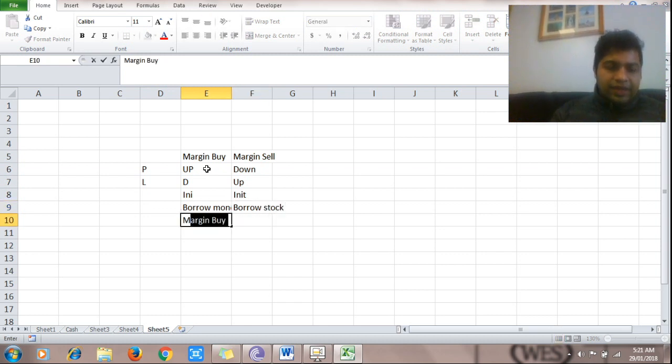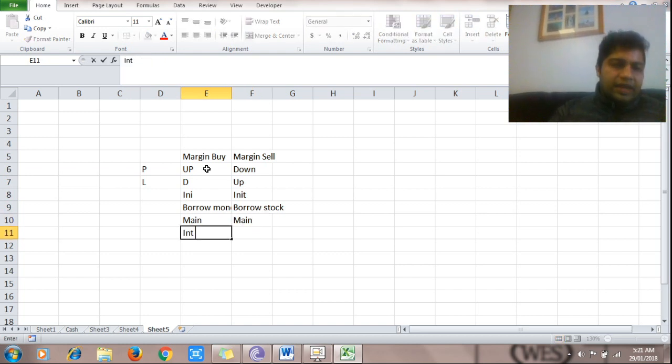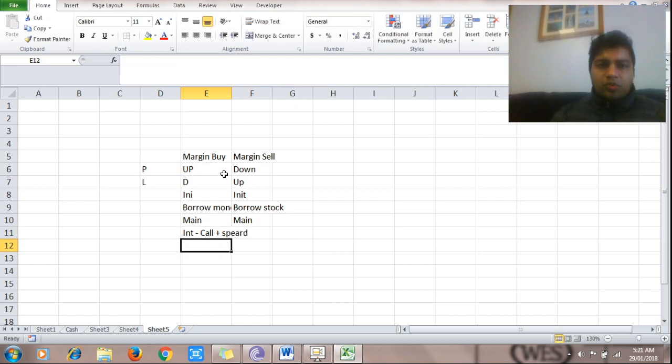Again there is a maintenance margin level, and here also there is a maintenance margin level. Again you have to pay interest here, that is call money plus the spread, and you have to pay some commissions because you are borrowing the stock here also. So this is the summary. Important point to note: margin buy benefits if the stock goes up, margin sell benefits if the stock goes down, margin buy loses money when the stock goes down, and margin sell loses money if the stock goes up.